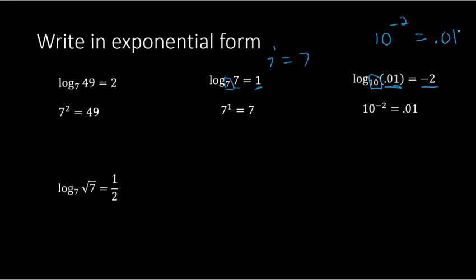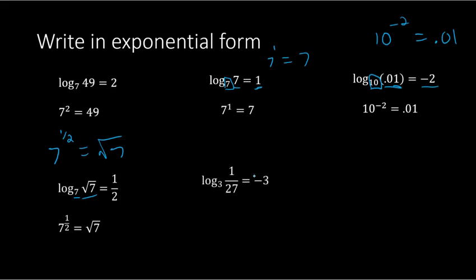Here's another example. We have log base 7 of the square root of 7 equals 1/2. How would you write this in exponential form? So the base we see is a 7, so 7 is the base. A logarithm is an exponent, so it's equal to the exponent, so the exponent is 1/2, and that's equal to this other number over here, which is the square root of 7. So we can write that as 7 to the 1/2 power equals the square root of 7.